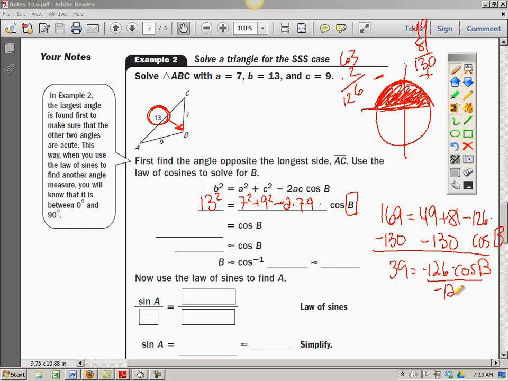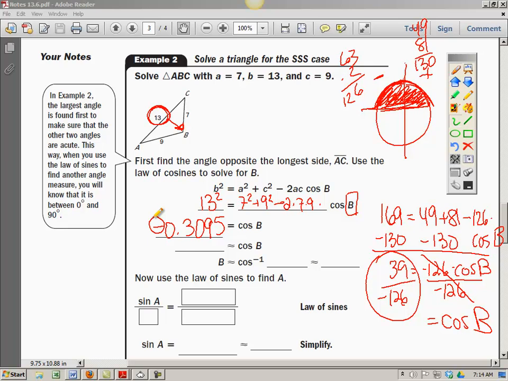Now, if I divide both sides by negative 126, I end up that the cosine of B is equal to whatever this is. Now, you'll notice that's a positive divided by a negative. Okay, that's no big deal because that's just going to end up being a negative number. So the cosine then ends up being negative 0.3095. All right, now, you're asking yourselves, well, how can that be negative? Remember, cosines are negative. That's the x value for every ordered pair. And so the x values are negative over here in the second quadrant.